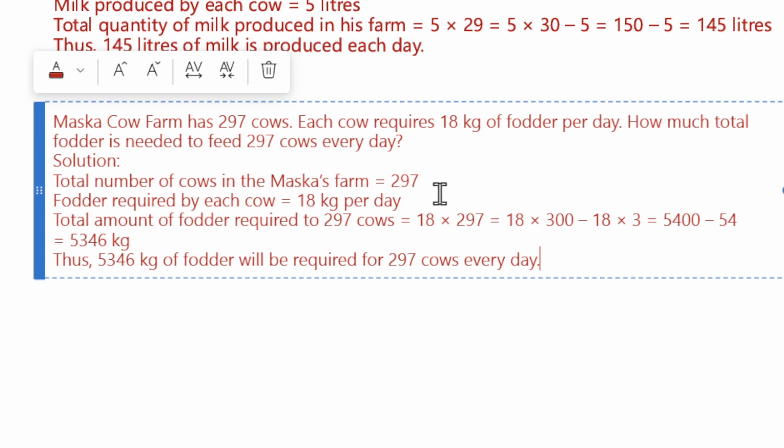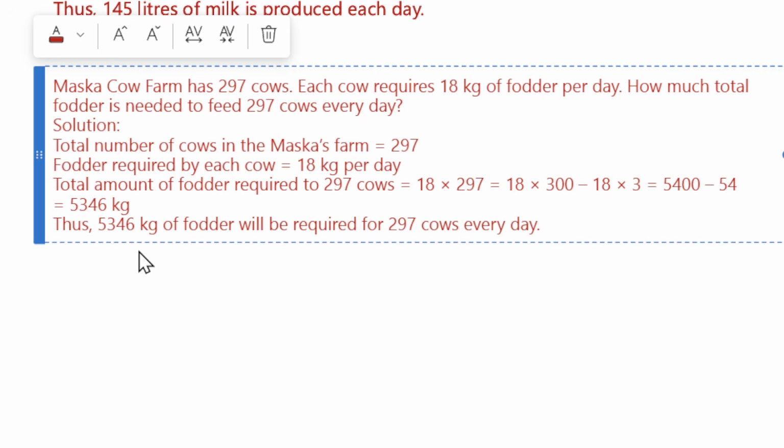So what you have to do, you have to add 3 now. So 18 into 297 is 18 into 300 minus 18 into 3, because 297 plus 3 is 300. So we are going to subtract that. So 18 into 300 is 5400. 18 into 3 is 54. So 5400 minus 54 is 5346 kg. So finally you have to write: thus 5346 kg of fodder will be required for 297 cows every day.